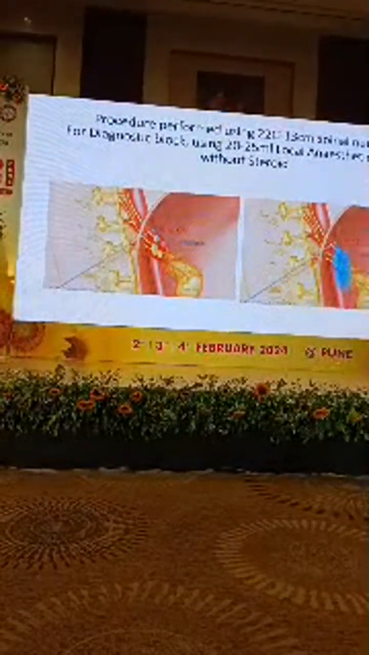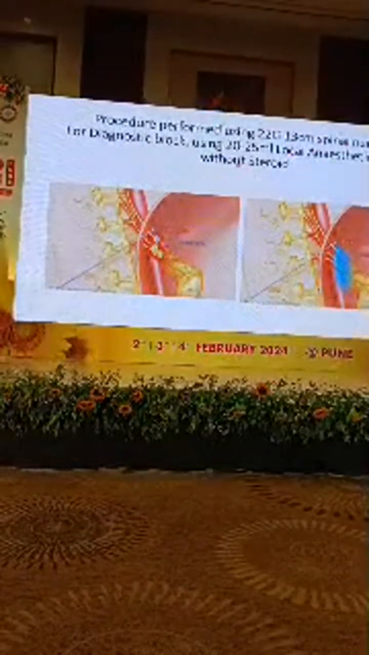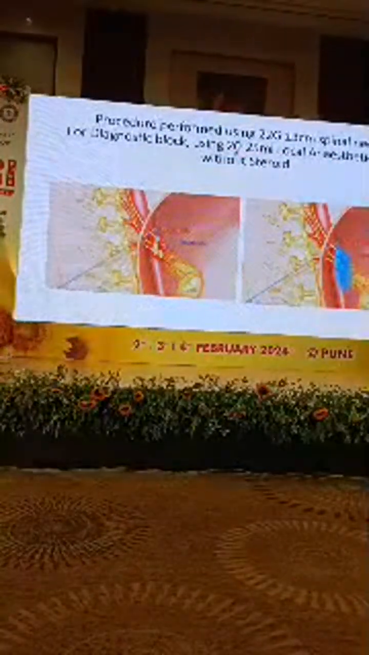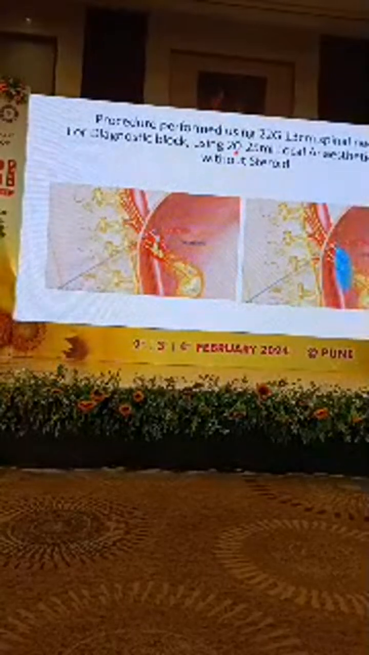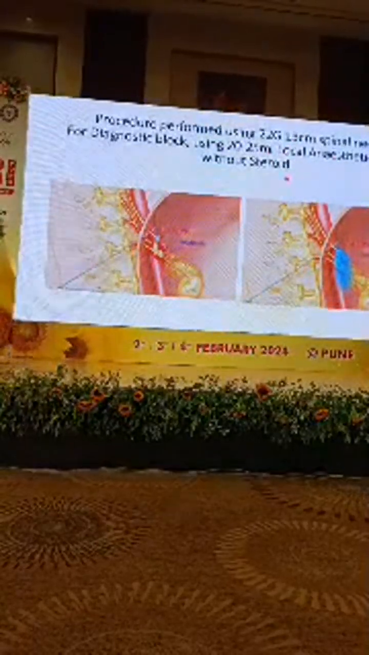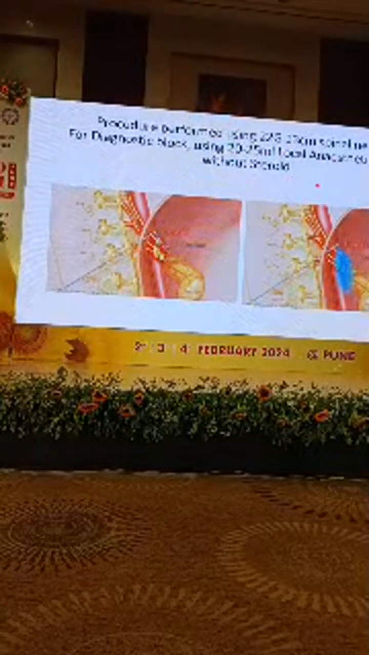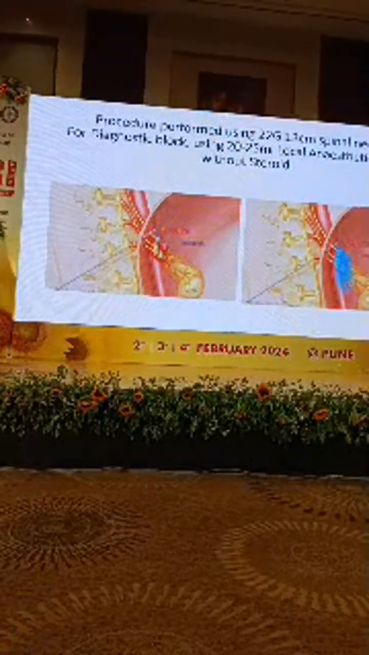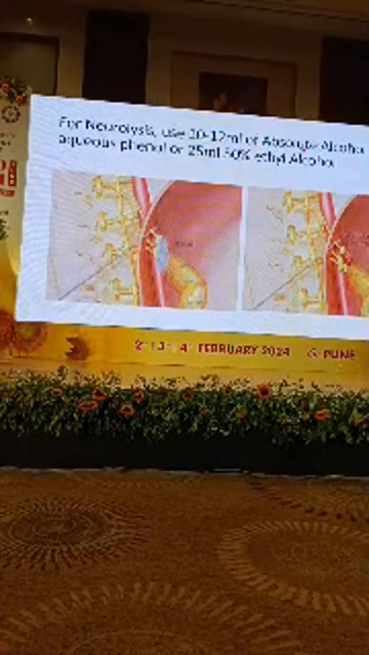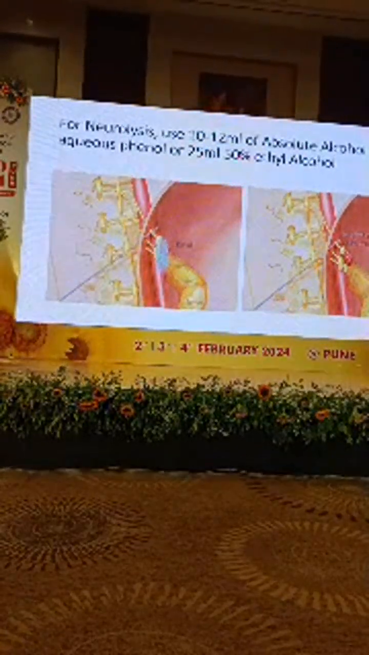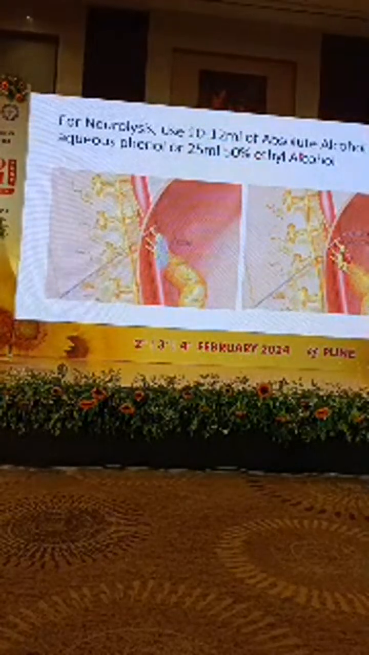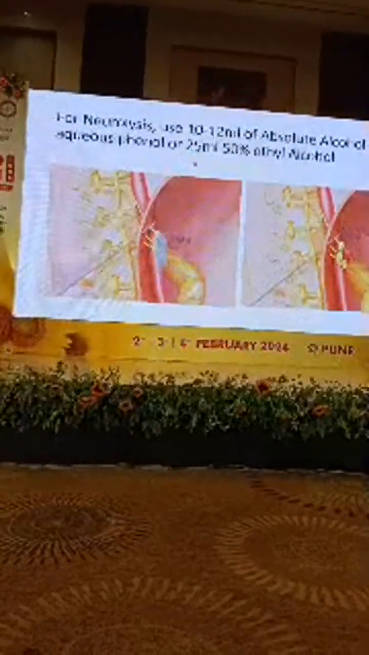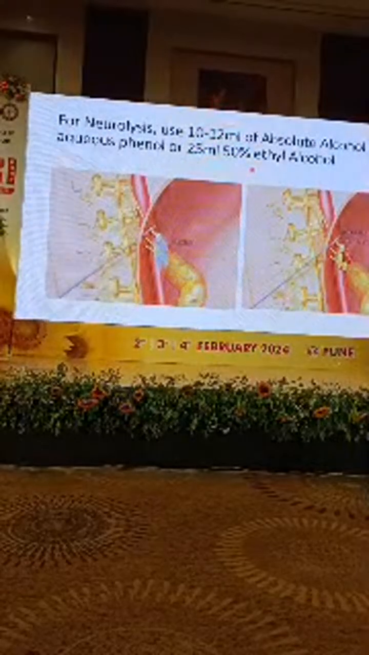To perform a block, you would need a 22 gauge 13 centimeter spinal needle. For a diagnostic block, you inject 20 to 25 ml of local anesthetic with or without steroids. And this would be the kind of dye spread and local anesthetic spread you would get. For neurolysis, you could use 10 to 12 ml of absolute alcohol, or 6% aqueous phenol, or 25 ml of 50% ethyl alcohol.